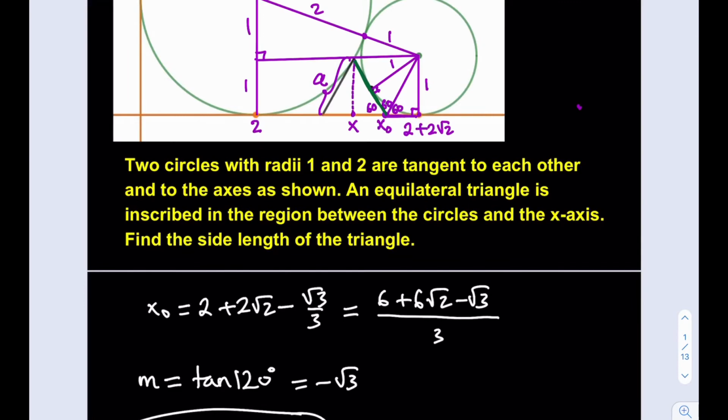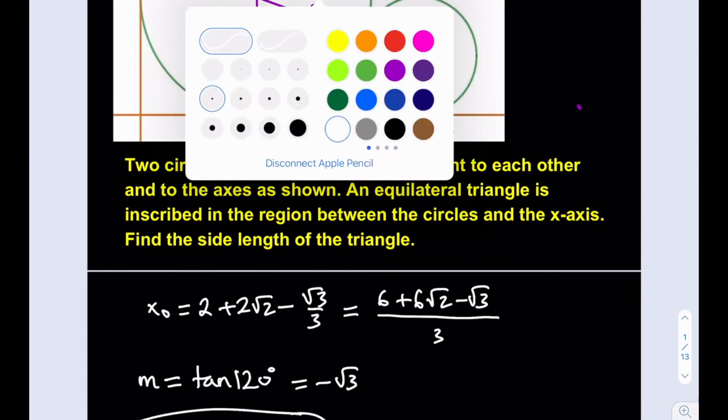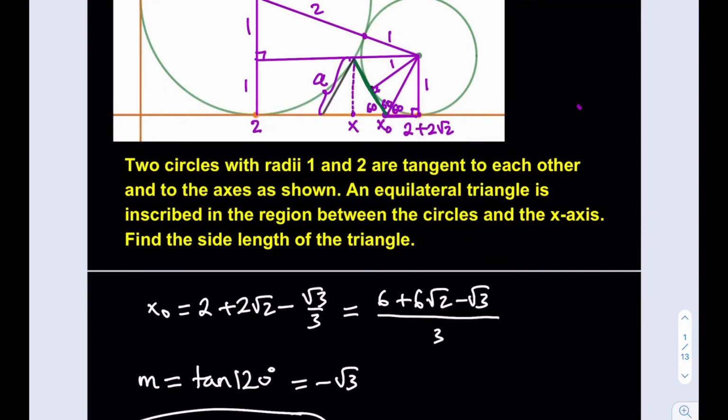Okay, now why is the equation of this green line important? Because we're going to go ahead and find the intersection point of the line and the larger circle, whose x-coordinate is x, and then we're going to find that x value, which is actually super important. Why? You're going to see in a little bit. So let's go ahead and find the x value.